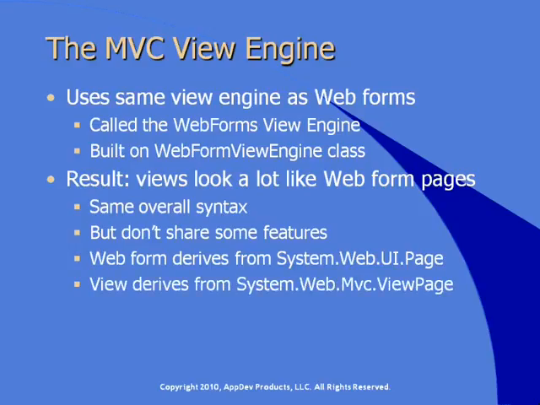Instead, a view derives from system.web.mvc view page, which gives a view its features that are unique to an MVC application. Now, interestingly enough, view page itself inherits from page. So if you really want or need to use some of the web form features that are implemented by the page class, you can do so. But those features aren't likely to behave as you'd expect, and bridging the web forms and MVC technologies is not likely to be a very satisfying solution.